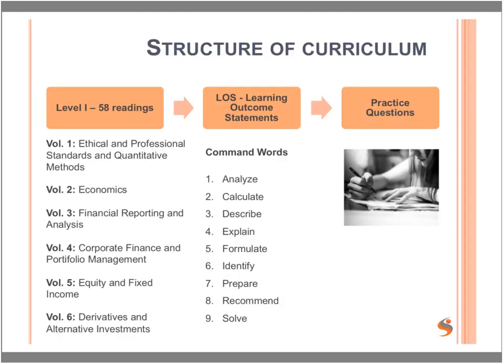In terms of the structure of the curriculum, I mentioned there are 6 volumes of books. This curriculum is what you get from CFA Institute when you sign up for the exam. There are 58 readings split into 6 volumes. You get these automatically online as electronic books, or you can order printed versions, but you have to pay extra for that, $150. And I do recommend you get the printed versions.